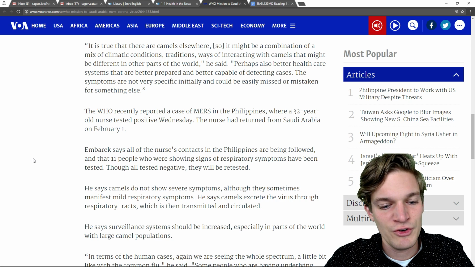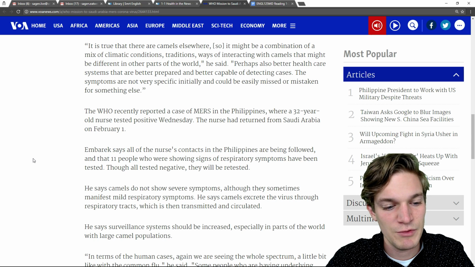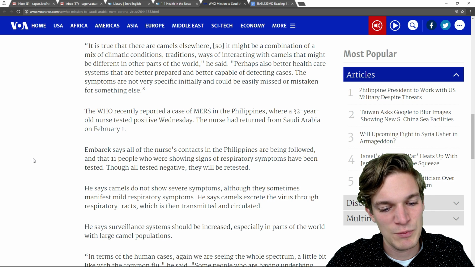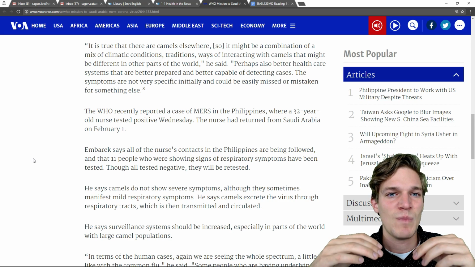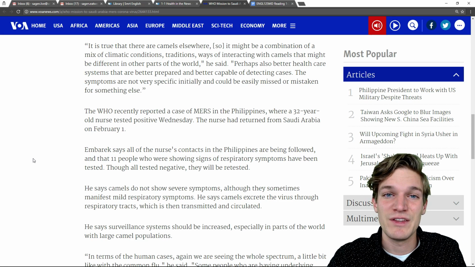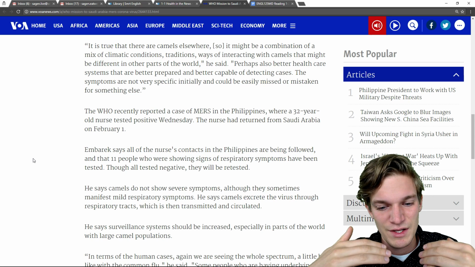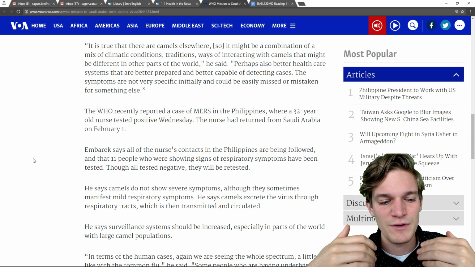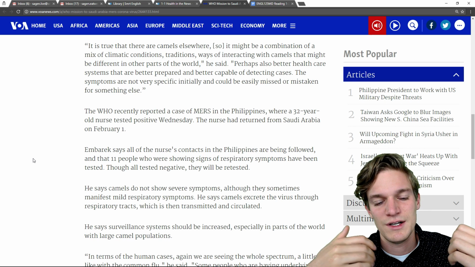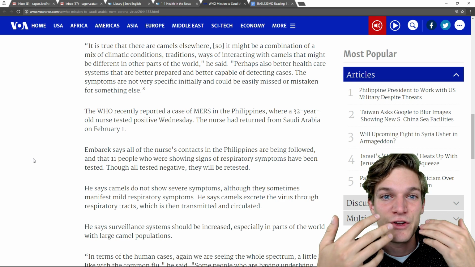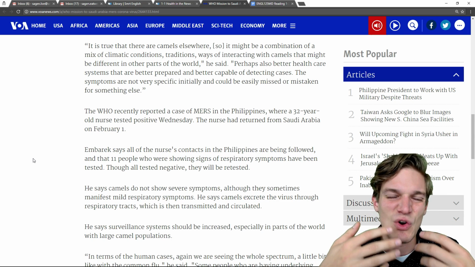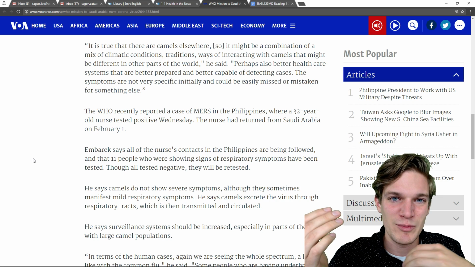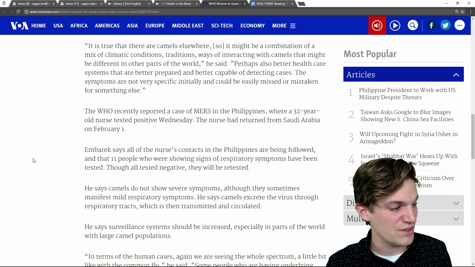He says camels do not show severe symptoms, although they sometimes manifest mild respiratory symptoms. He says camels excrete the virus through their respiratory tracts, which is transmitted and circulated. So camels get sick, people are around the camels, and that's probably how they get the virus. When he says excrete the virus through respiratory tracts, that means out of their mouth and nose, maybe through breathing, or the camels spit, or it gets kind of like a cold, and then people end up in contact with that, and then they get sick from it.